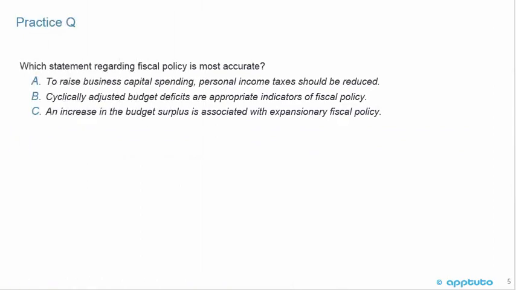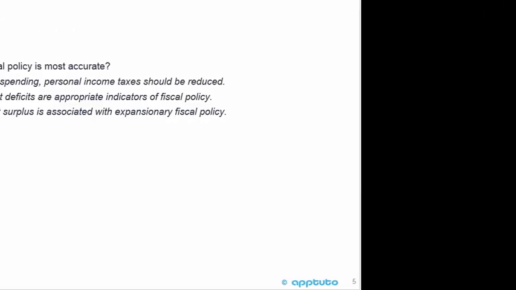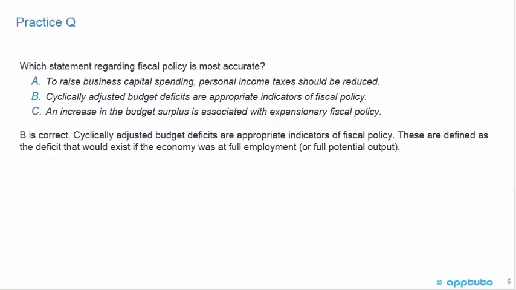The first one: which statement regarding fiscal policy is most accurate? A, to raise business capital spending, personal income taxes should be reduced. B, cyclically adjusted budget deficits are appropriate indicators of fiscal policy. Or C, an increase in the budget surplus is associated with an expansionary fiscal policy. Okay, B is correct. Cyclically adjusted budget deficits are appropriate indicators of fiscal policy.